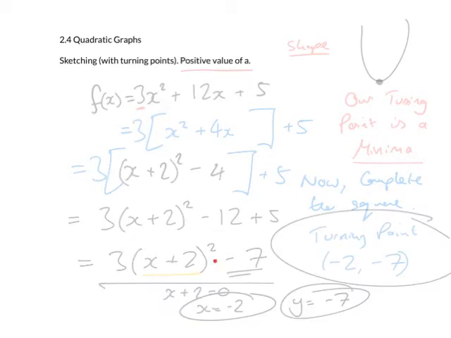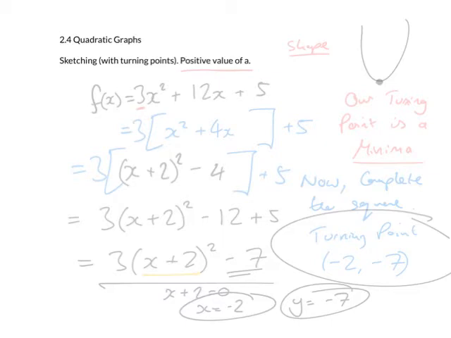The idea is that we want this bracket to be 0. The reason we want it to be 0 is because we're squaring a number. That number squared is always going to be positive, and the smallest we can make a positive number is 0. So we make that 0, and it gives us x equals minus 2. But when it is equal to 0, f of x is minus 7, or y is minus 7. So those are the coordinates of our turning point.